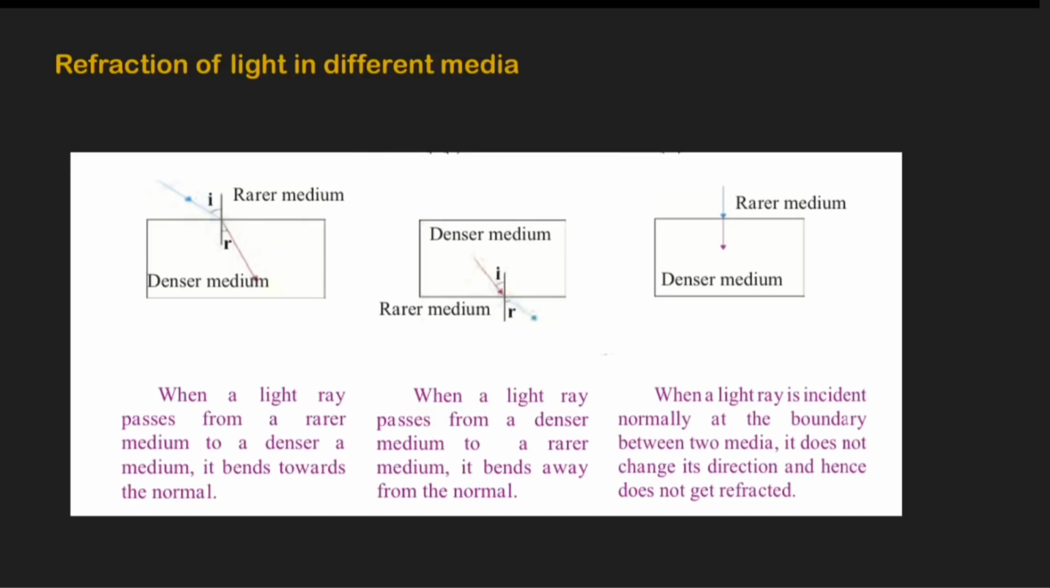from the normal. And the last one, when a light ray is incident normally at the boundary between two media, it does not change its direction and hence does not get refracted. When light is incident normally at the boundary between the two media, that ray will not bend towards or away. The direction of that ray is the same as incident on the boundary of that surface.